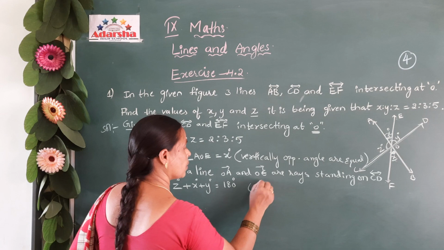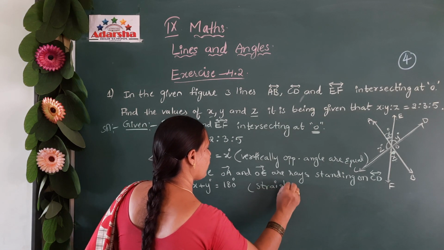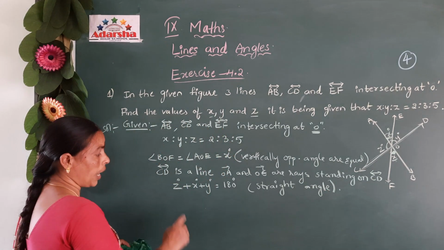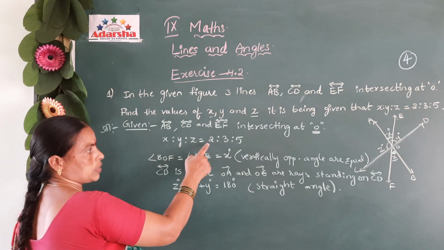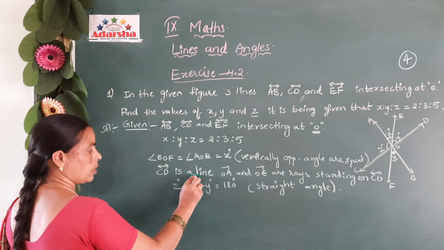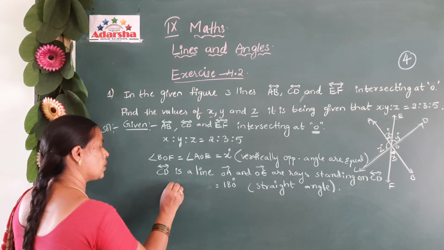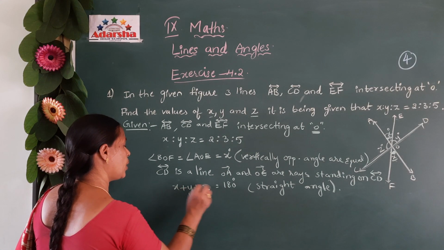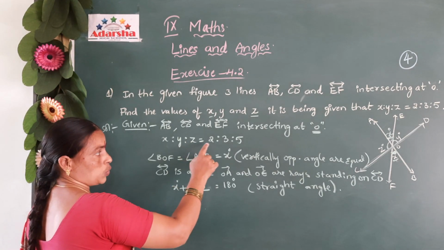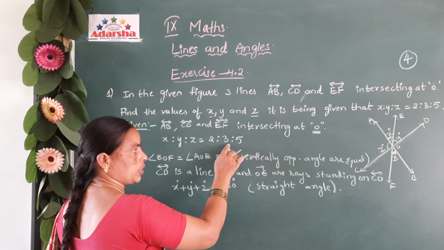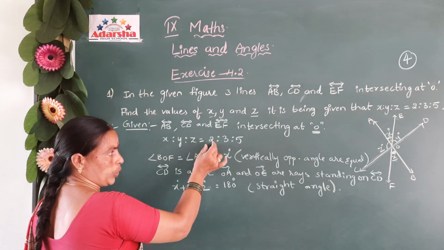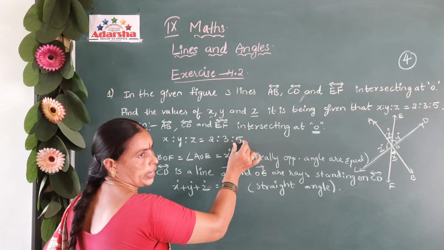Okay, straight angle measure. What is a straight angle measure? 180 degrees. And we know X is to Y is to Z is equal to 2 is to 3 is to 5. Here we have to change the order. X degrees plus Y degrees plus Z degrees is equal to 180 degrees. And X is to Y is to Z is equal to 2 is to 3 is to 5. Then the measures of X, Y and Z become 2x, 3x and 5x.